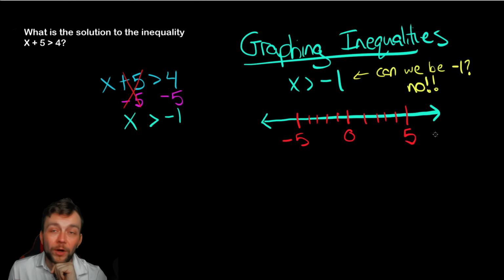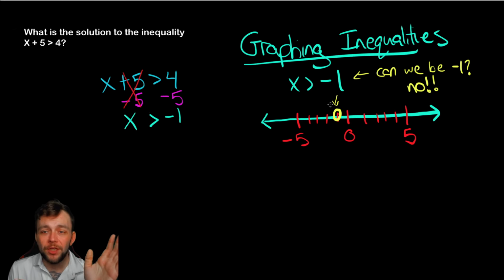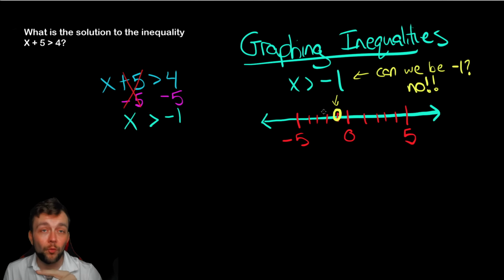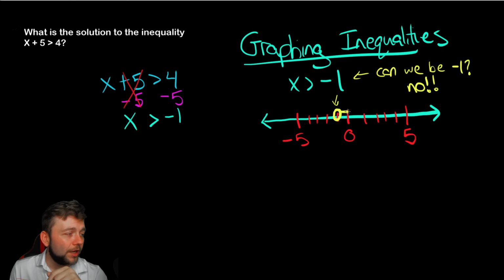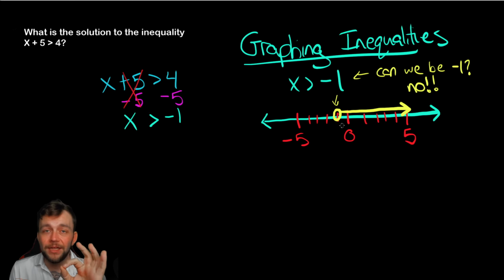So on this number line, where is negative 1? Negative 1 is right here. And since we cannot be it, we put an open circle at negative 1. And what direction are we going? Are we greater than negative 1 or less than negative 1? Greater than is to the right. So we're going to just draw an arrow to the right. And that is the graph for this inequality.